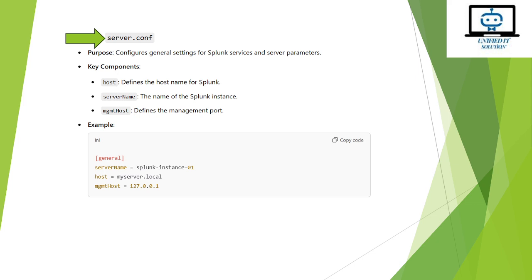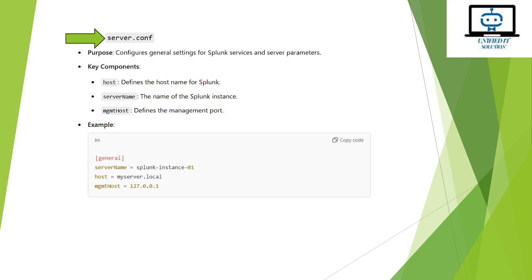server.conf file. The purpose is to configure general settings for Splunk services and server parameters. So this is a very common file which you will find in the universal forwarder folder as well. HF, indexer, search head, deployer, deployment server, most of all the components you will find this on.